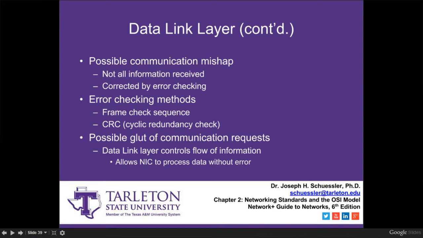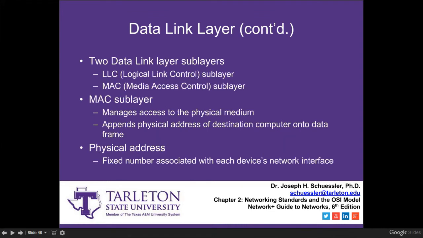One of the possible issues here is a possible glut of communication requests, so the data link layer needs to be able to control the flow of information to make sure that a NIC doesn't get overloaded with data requests and start having all kinds of errors. Within the data link layer, there's actually two sublayers, the LLC and the MAC, the logical link control sublayer and the media access control sublayer. And they each perform related functions. They work together to be able to perform the data link layer functions.